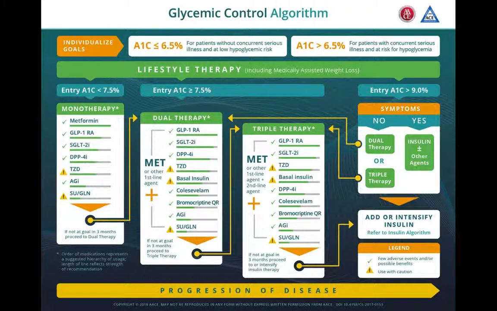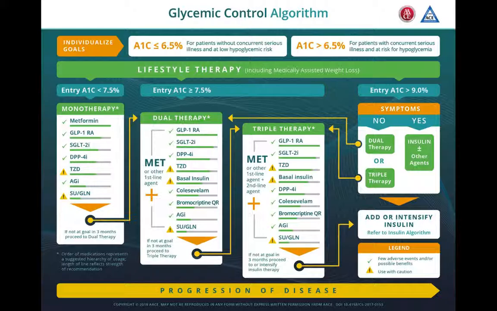And then here's the slide that I really like. So you can see with a patient, when you would individualize goals, every patient here gets lifestyle therapy. And then from that, you look at your entry A1C. If it's less than 7.5, you go with monotherapy: metformin, a GLP-1 agonist, SGLT2 inhibitors, or DPP-4 inhibitors. You can see, even though those are new, based on all of the additional research that's out, they have been moved up right behind metformin. Metformin should always be your go-to first one if they can tolerate it.